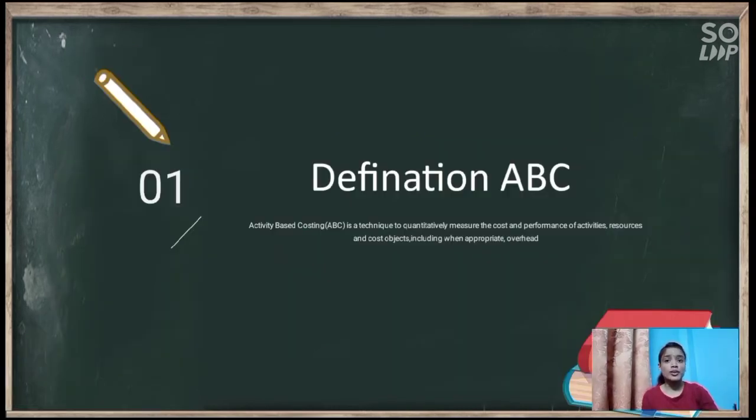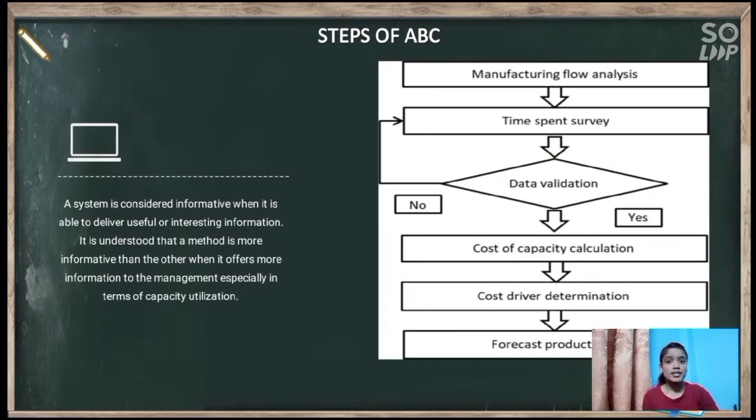The definition of ABC: activity-based costing is a technique to quantitatively measure the cost and performance of activities, resources, and cost objectives including overhead. Next, I will explain the steps of ABC. A system is considered informative when it is able to deliver useful or interesting information. It is understood that a method is more informative than the other when it offers more information to the management, especially in terms of capacity utilization.